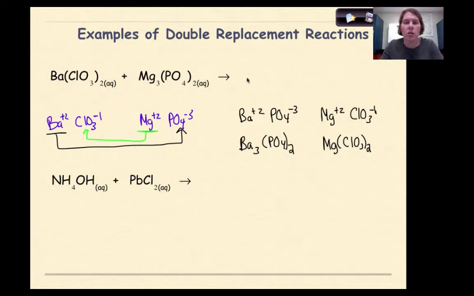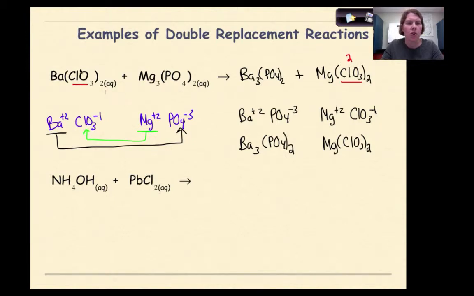Everything's crossed correctly, so I'm going to write it back up here for a minute. Ba3(PO4)2, Mg(ClO3)2. And the final thing that I'm going to do is balance it really quickly, because if I balance it and the balancing works out, then most likely I've written everything correctly and we're good to go. So let's start with our polyatomics again here. ClO3, I have 2 of them here, so I'm going to put a 2 here.